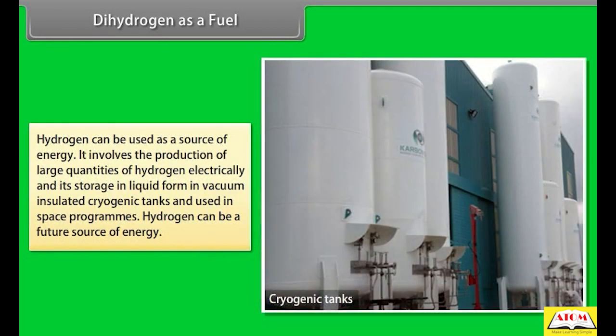Dihydrogen as a fuel. Hydrogen can be used as a source of energy. It involves the production of large quantities of hydrogen electrically and its storage in liquid form in vacuum-insulated cryogenic tanks and use in space programs. Hydrogen can be a future source of energy.